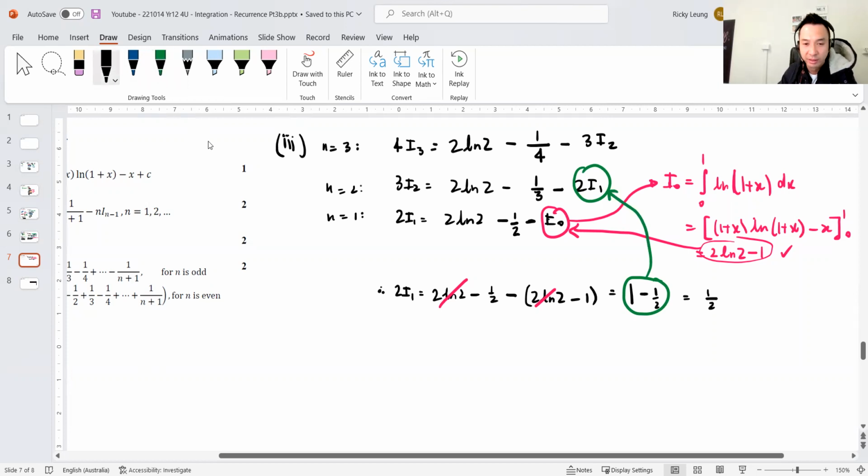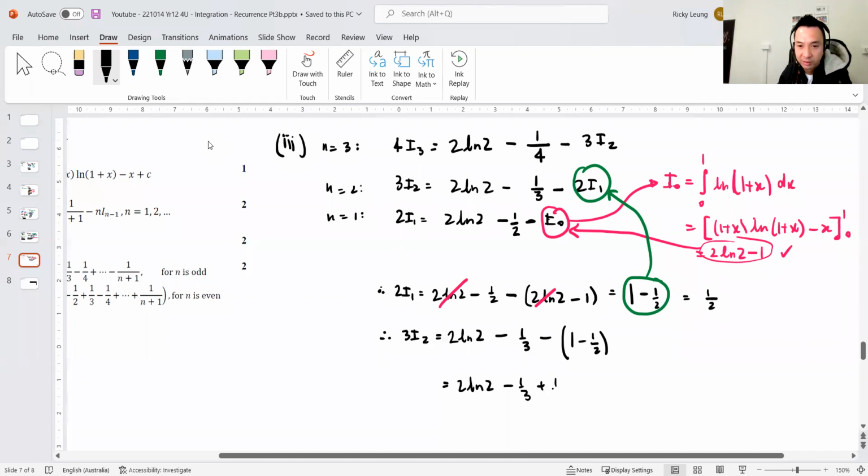Let's see what you get. You get, therefore, 3I2 equals 2 ln 2 minus a third minus 2 odds of 1 minus a third, a half, right? So, no, not even 2 odds of, because I'm subbing in 2 odds of this, so it's just literally that. Let me write that neater. Yeah, so you get 2 ln 2 minus a third, let's expand this, plus a half minus 1. Ooh, getting this alternating sort of thing.